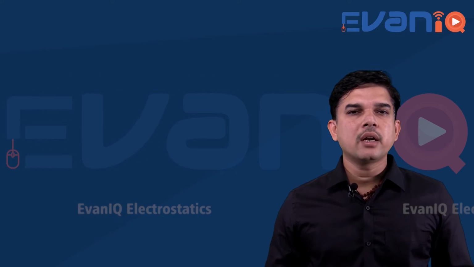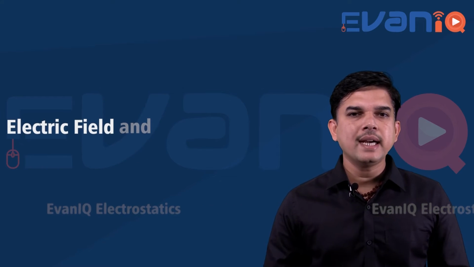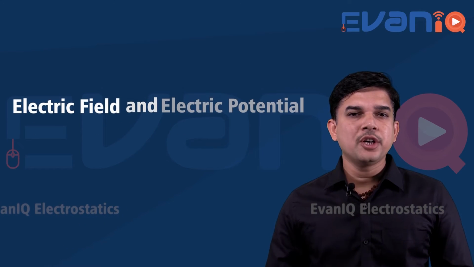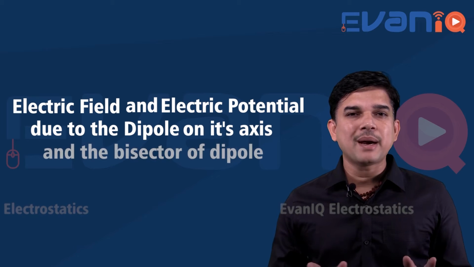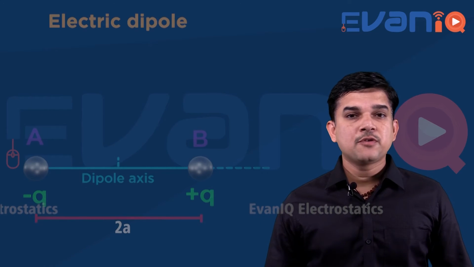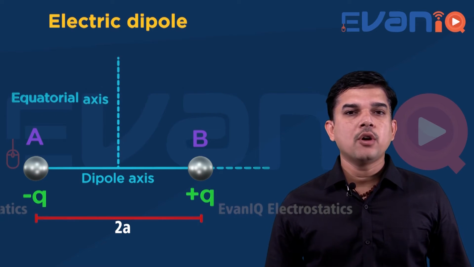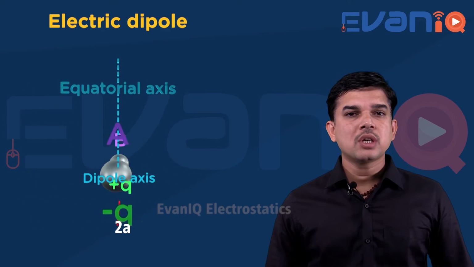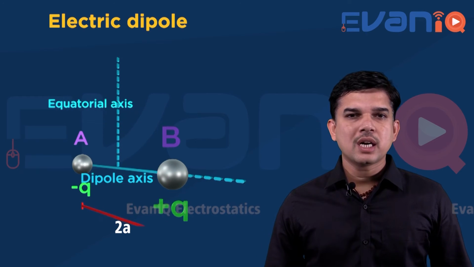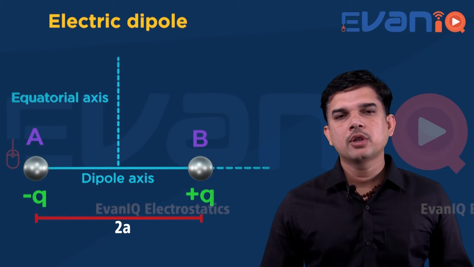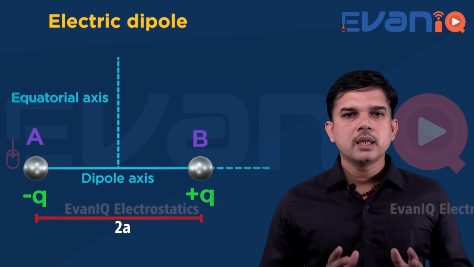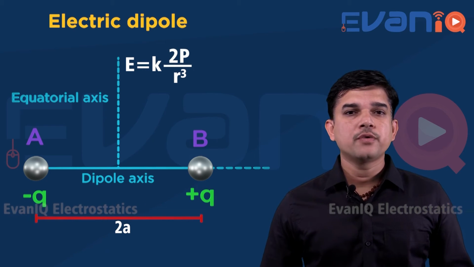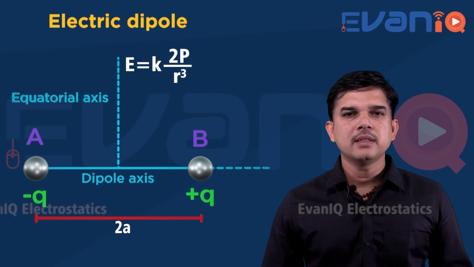Now an electric dipole can also produce an electric field and electric potential. Next we will discuss the electric field and potential due to the dipole on its axis and on its bisector also. Let's find the electric field at the axial line of an electric dipole. We can find the electric field on either the plus Q charge side or the minus Q charge side. The intensity of the electric field on the axial line of an electric dipole is equal to K 2P by r cube. The derivation of this formula is quite easy.